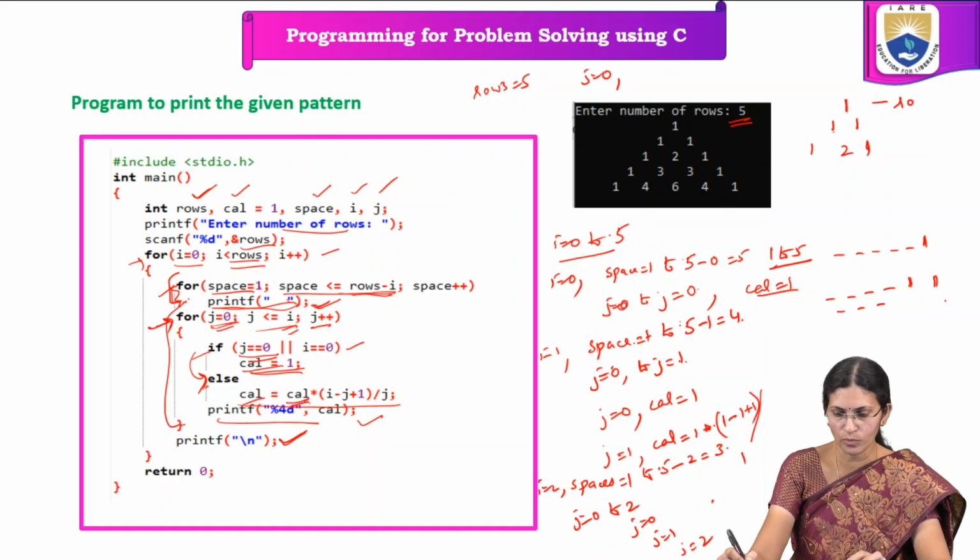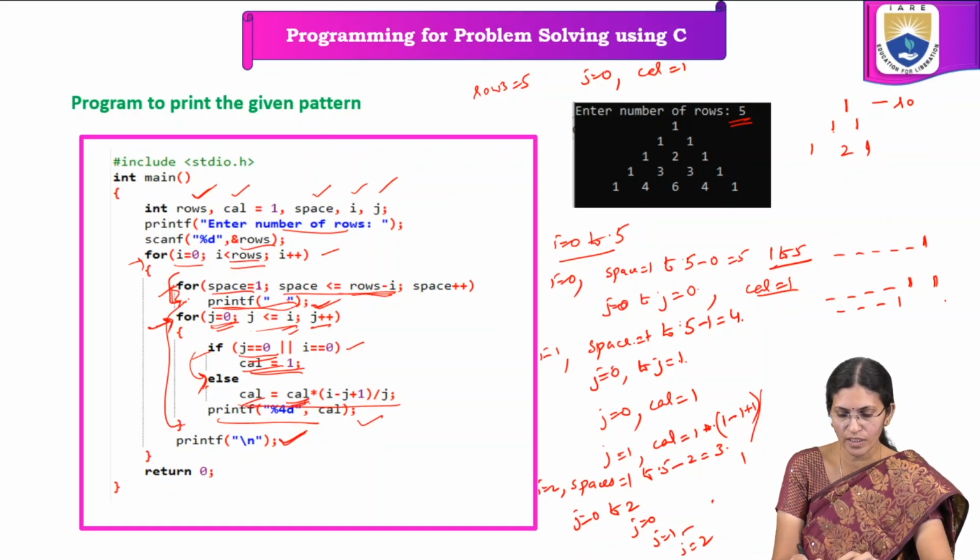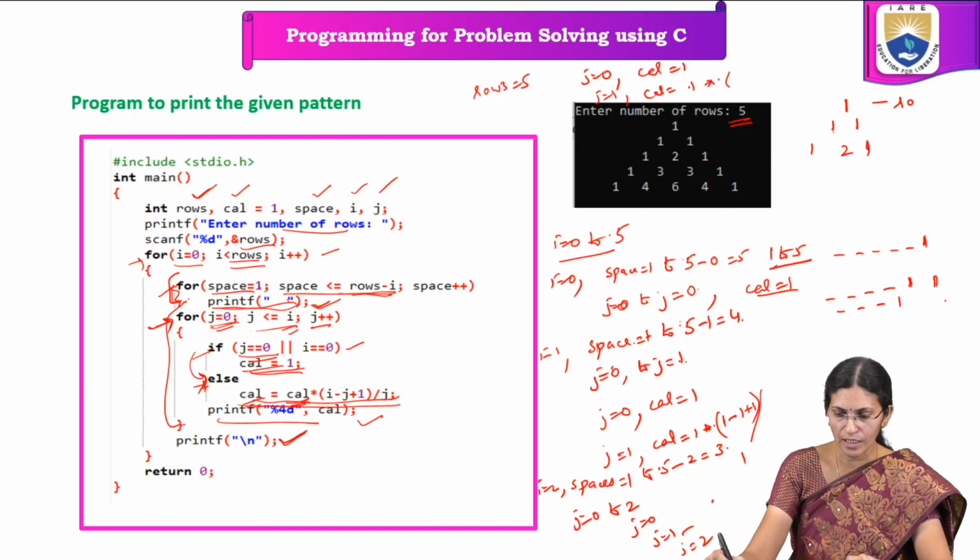CAL value is equal to 1. So this 1 will be printing. Then after that, when j is equal to 1, the condition becomes false and control is transferred here. So this formula will be applied now. When j is equal to 1, CAL is based upon the previous value of CAL, this into I minus j.